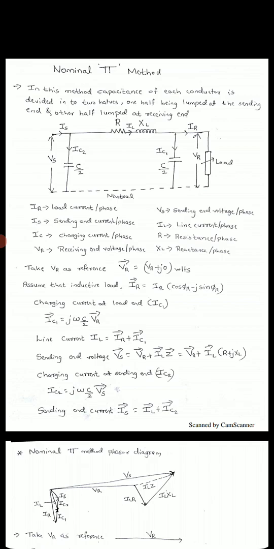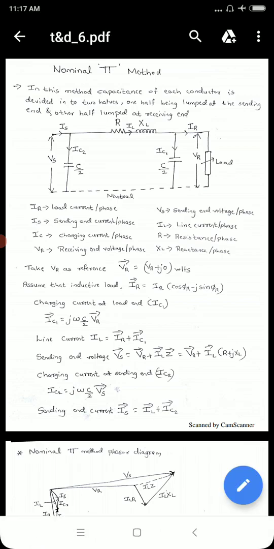You can see Vs, Is, then C by 2 is there where current IC2 flows, then next is R, XL where current IL flows, then once again the capacitance C by 2 is there where IC1 flows, then at last IR flows to the load, and the voltage across the load is considered as VR. The things are same. IR is load current or receiving end current, IS is sending end current, IC is the charging current, VR is the receiving end voltage, VS is sending end voltage, IL is the line current, R is resistance, XL is the reactance of the inductance.